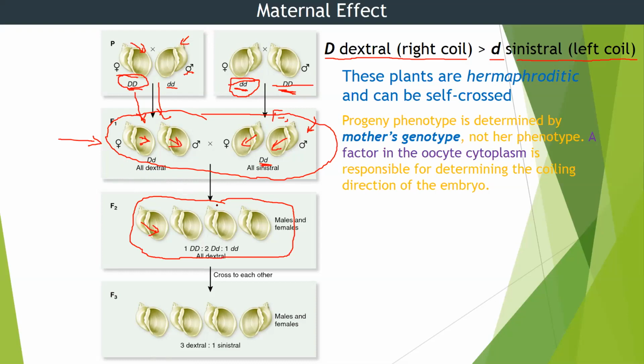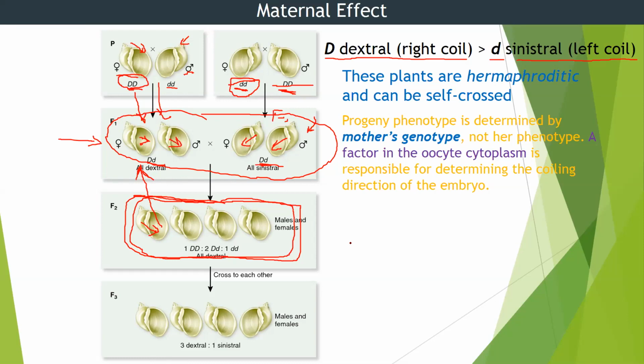Actually, to answer this question, we also think about the maternal effect of the inheritance pattern, because the phenotypes of all this F2 progeny will depend on their mom's genotype. Their mom will come from this generation, right? Look at the genotypes of this generation. They are all big D and small d. Do you agree?